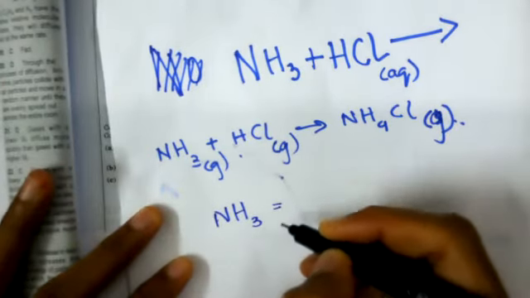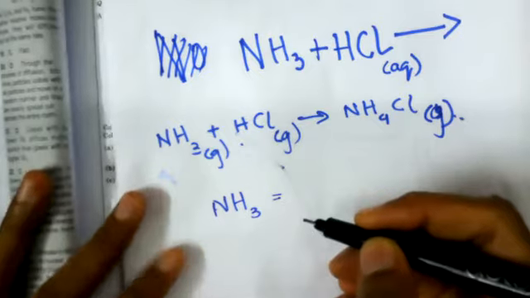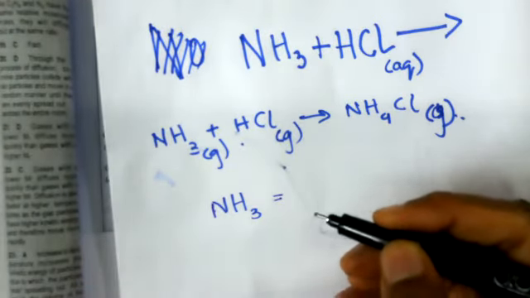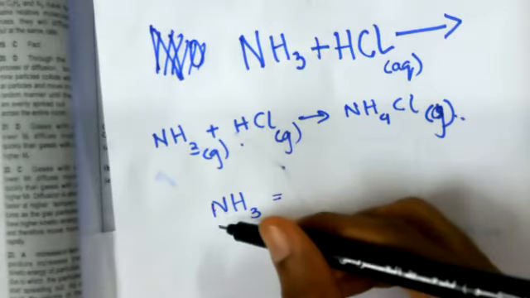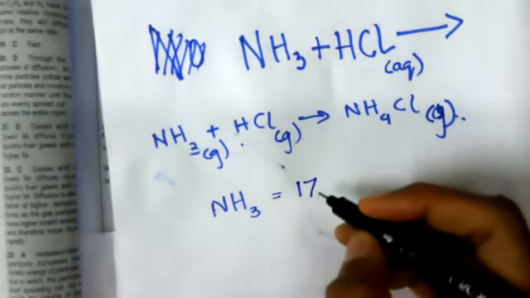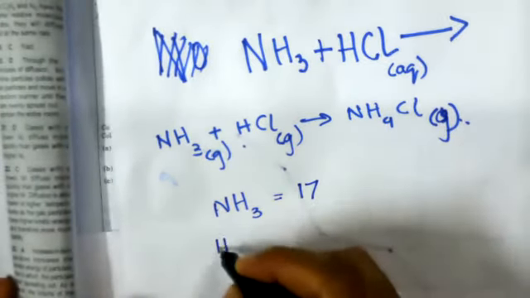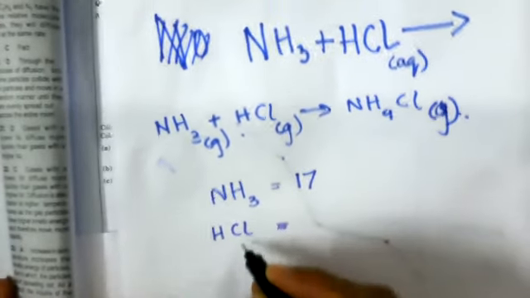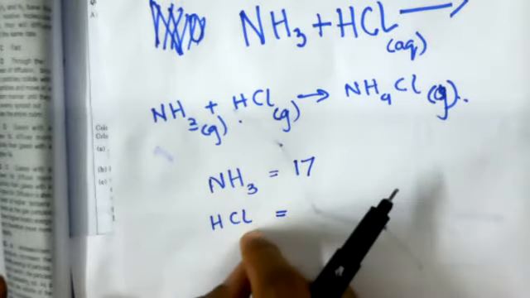Okay, can I know the molecular mass of ammonia? What is the molecular mass of ammonia? Can you please get the periodic table? Nitrogen is 14, right? 14, 15, 16, 17. So 17 is the molecular mass of ammonia. What is the molecular mass of hydrogen chloride? So hydrogen, 35.5, right? Chlorine is 35.5.